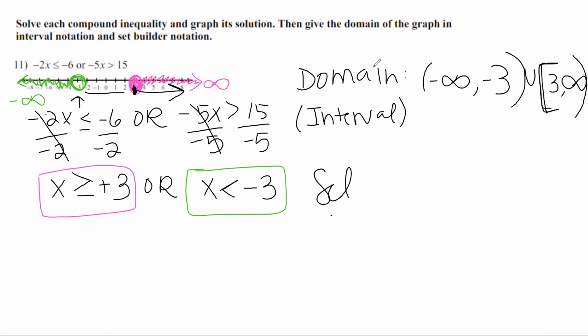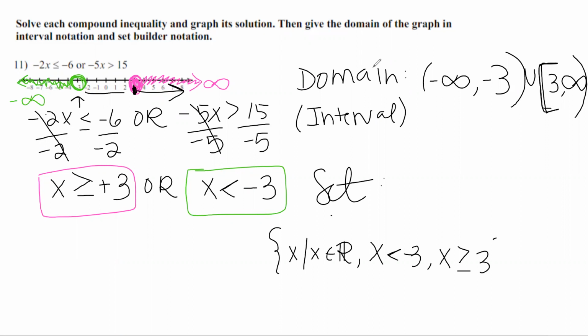And lastly, our set notation should say x such that x is an element of all real numbers, but x has to be smaller than negative 3, and x has to be greater than or equal to positive 3. So we can't have any values of x in between negative 3 and positive 3. Like 0 will give us a false statement. 0 is not a solution for this. Same with like negative 1 or positive 1.